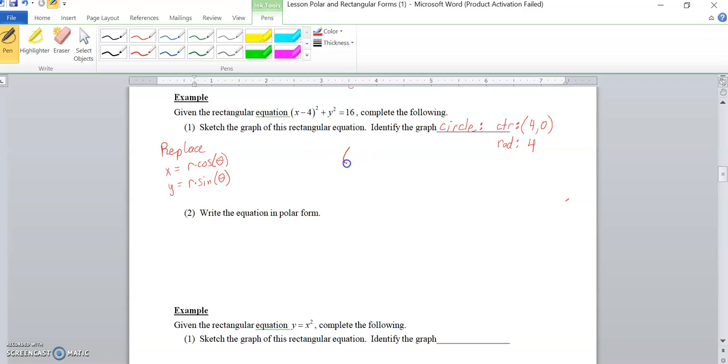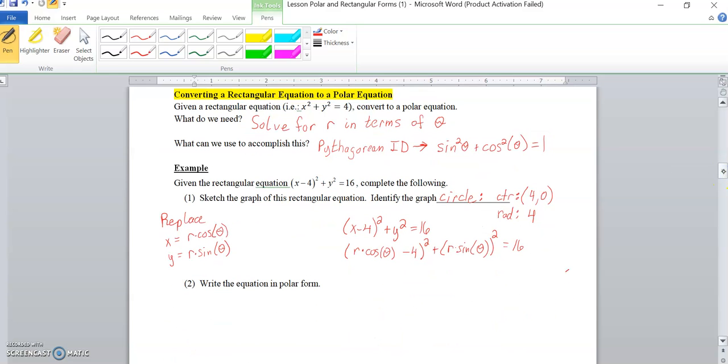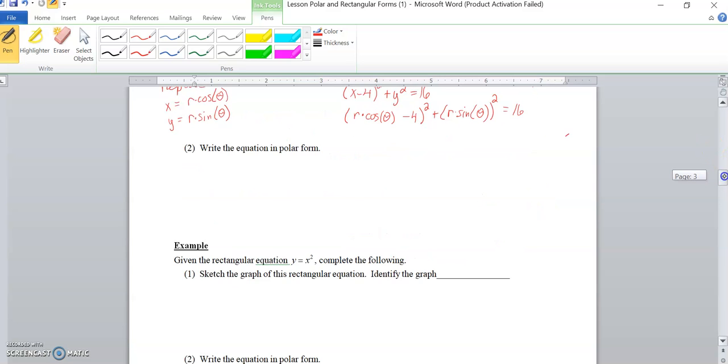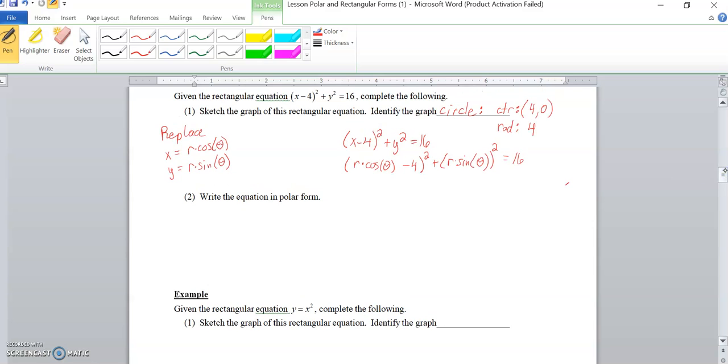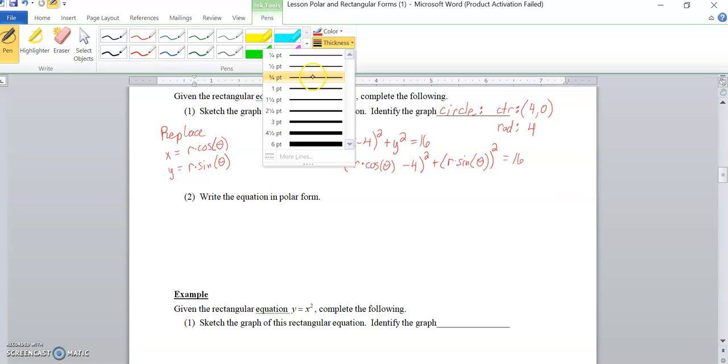So we're going to start with x minus 4 squared plus y squared is 16. Anywhere we see our x's, we're going to replace those. So we're going to say r cosine theta minus 4 squared plus y squared equals 16. The end goal here, like we say, is to solve for r in terms of theta. What that means is we need our equation to have r equals and then everything else on the other side. To do that, let's start by distributing, FOILing any quadratics, and see what happens.